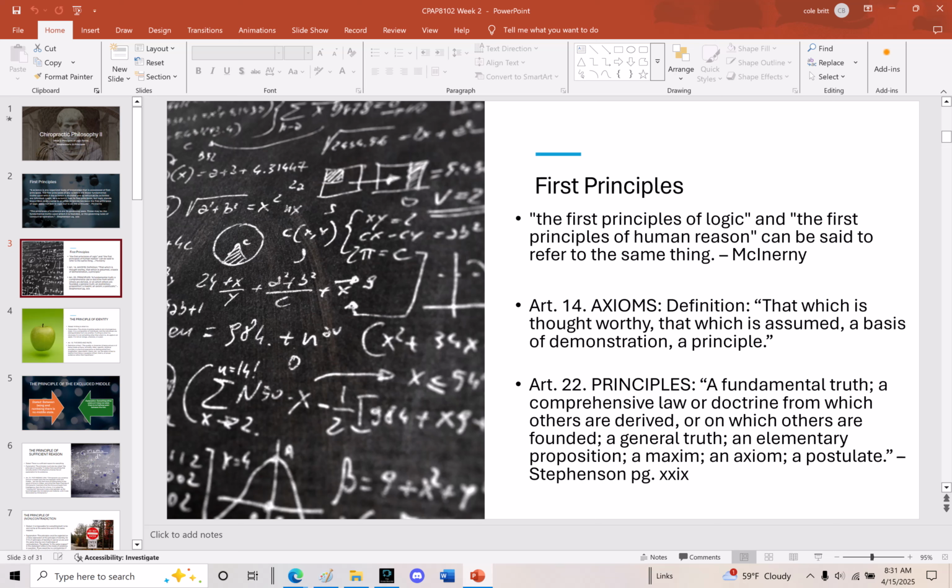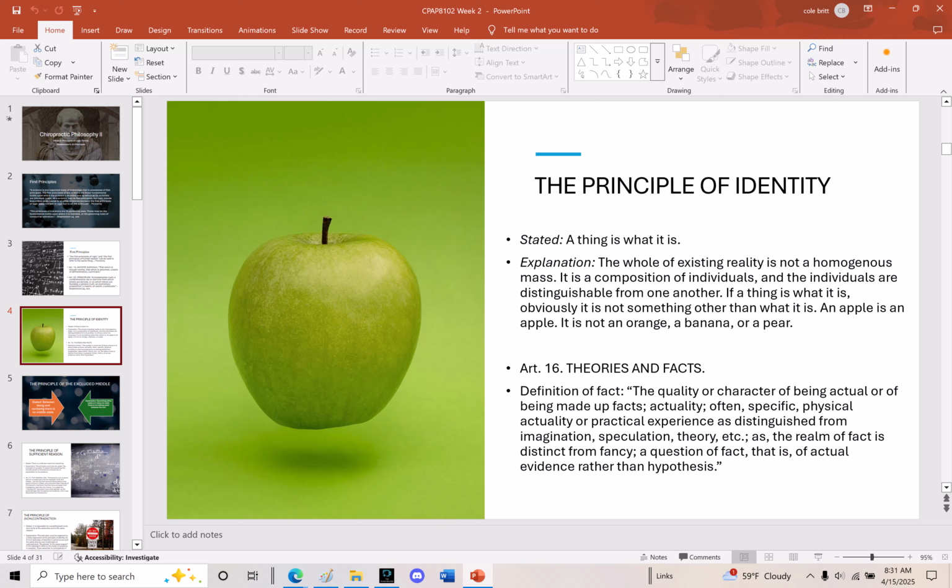The principle of identity. We need to know some basic rules of logic. These are basic principles in the way that Stevenson just described. The principle of identity. Here's a statement. A thing is what it is. You guys have heard this before. People ask you, well, you're telling some story about something that happened. What can you ultimately say about it? Well, it is what it is. I've never liked that phrasing.